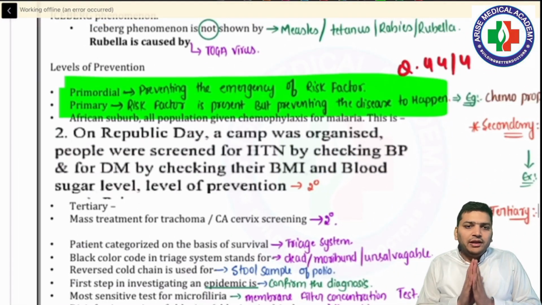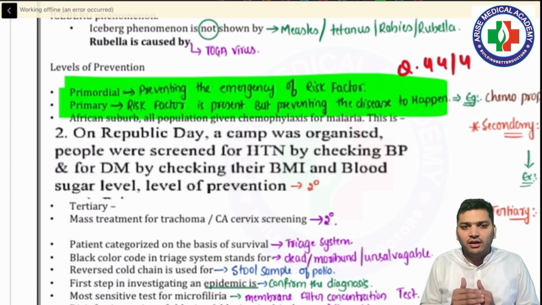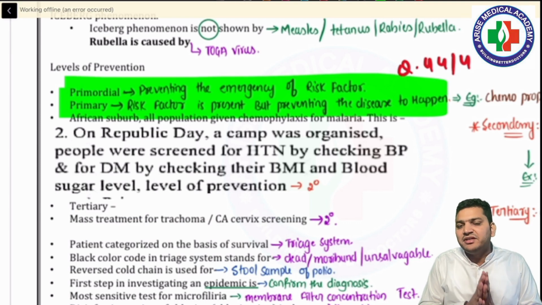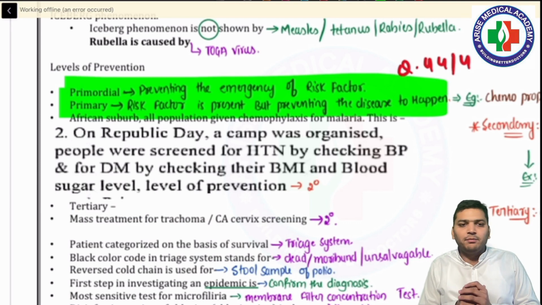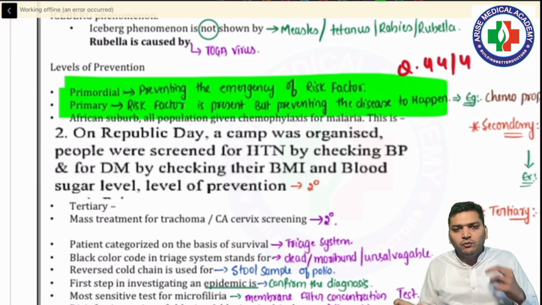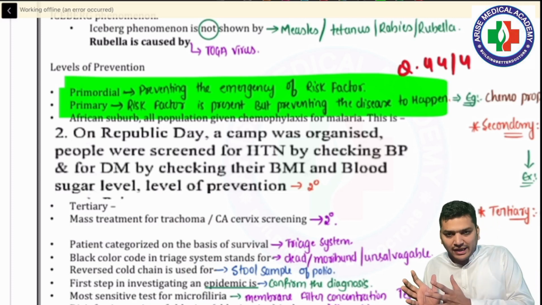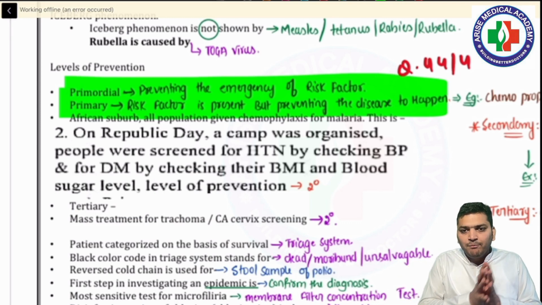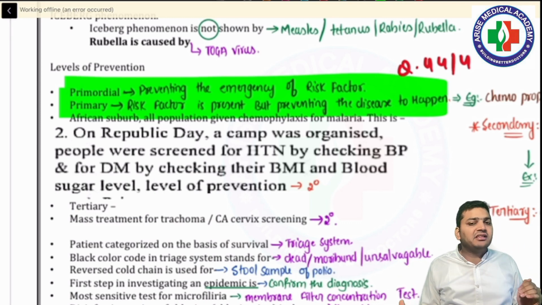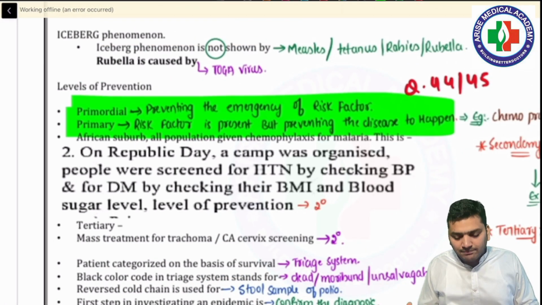Then there were 2 questions from the level of prevention. The first was hand washing. Hand washing in this era of COVID to prevent COVID is the primary type of prevention, because the risk factor is there and we are preventing the disease from happening, right? So hand washing will come under the primary level. And second, some organization was given, and they were increasing the awareness that smoking leads to lung cancer. Lung cancer is a disease, smoking is a risk factor, and what they are trying to do is decrease the risk factor. Now when you prevent the emergence of the risk factor, that is the primordial level of prevention.